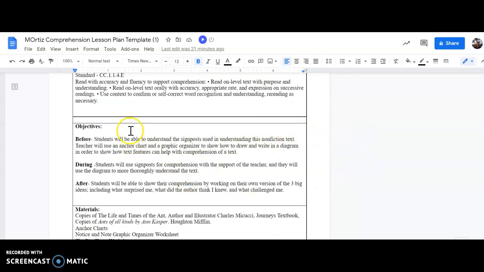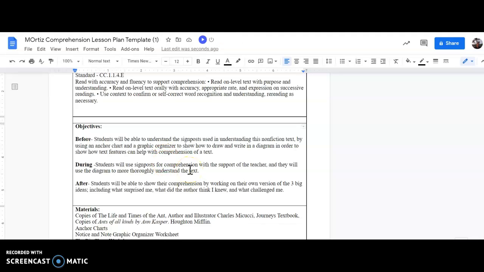Okay, so objectives. All right. Before, students will be able to understand the signpost used in understanding this nonfiction text. Teacher will use an anchor chart and a graphic organizer to emphasize that, to show how to draw and write in a diagram in order to show how text features can help with comprehension text. I did that really quickly. Just to establish this all, for the students.